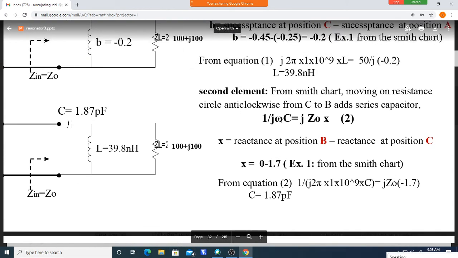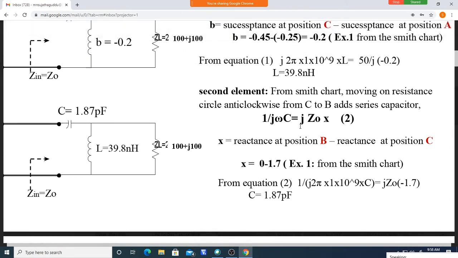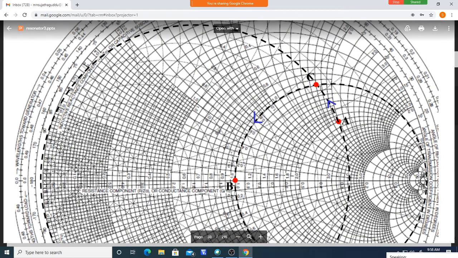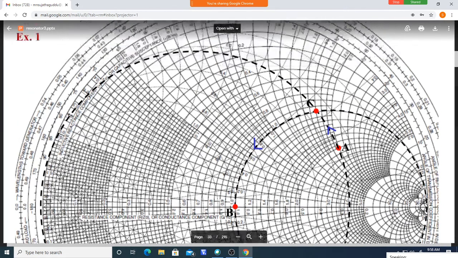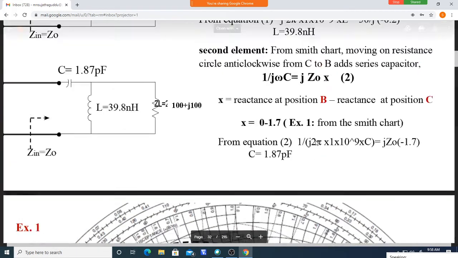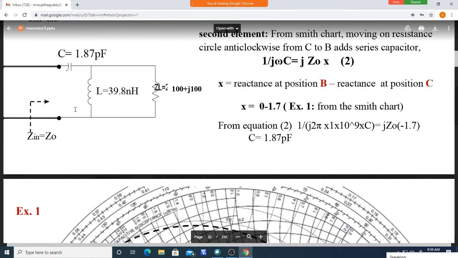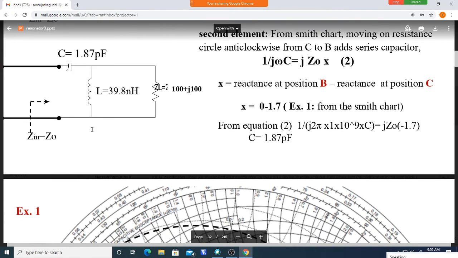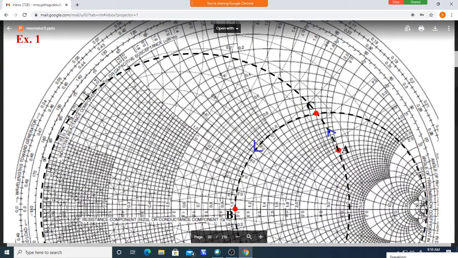Okay, the second element is a series capacitor. To get the value of a series element, you should read the reactance at these positions. For a shunt element, you should read the susceptance values. That's all. Same here. So like that, you can get the value of C. So that is impedance matching. Now the impedance is equal to 50 ohm.